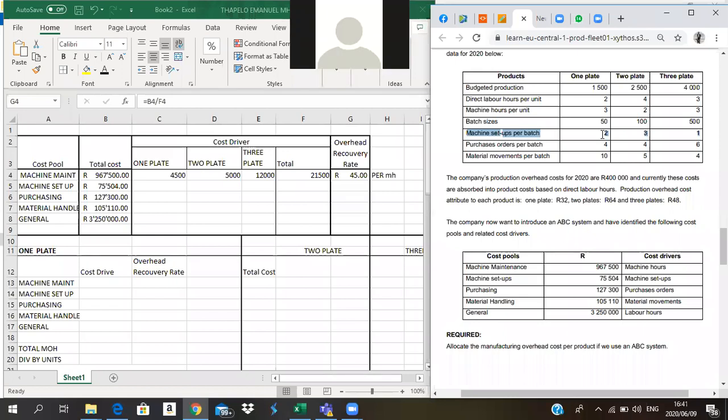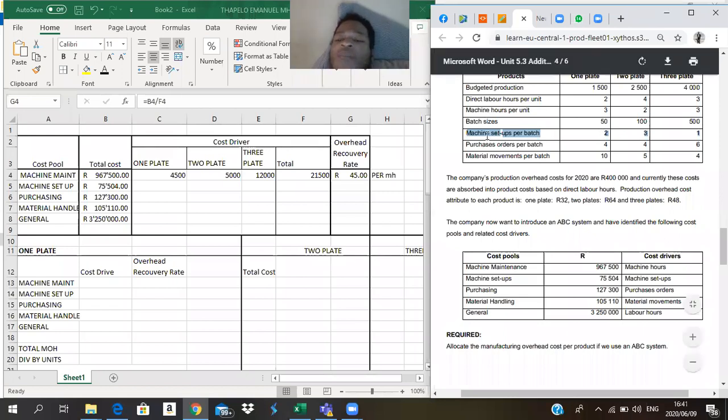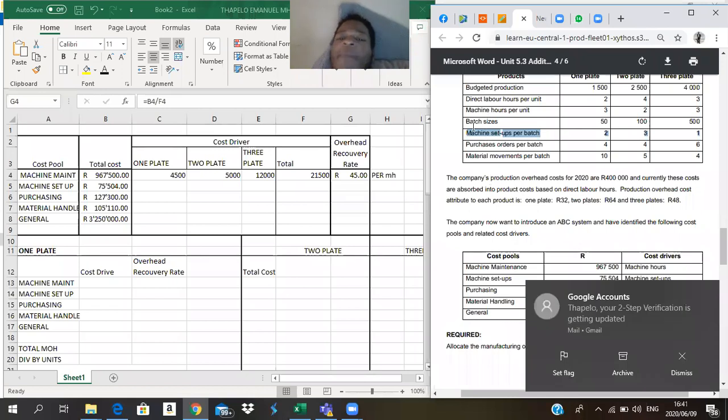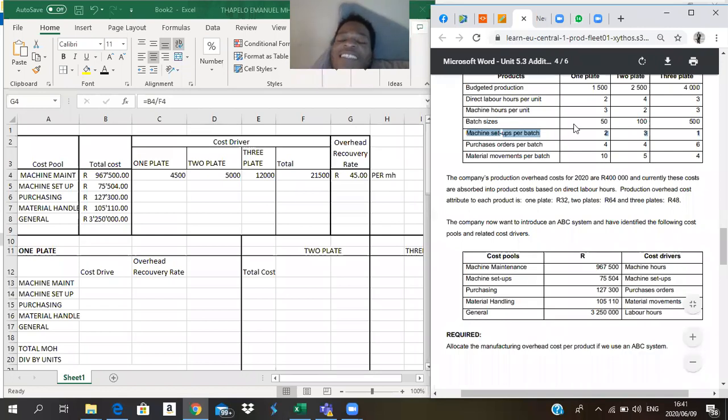Okay, so if you check the information here, guys, we are not given the number of batches, but we are only given the batch size. Which means each and every batch has a size of 50. So each batch has 50 units of one plate here, and each batch here has 100 units of two plate, and then each batch here has 500 units of three plate. So to get the number of batches, I'm going to take the total units divided by the batch size. Do you guys understand that?